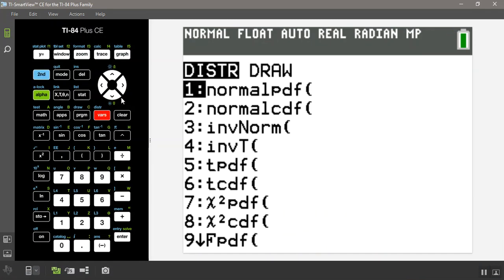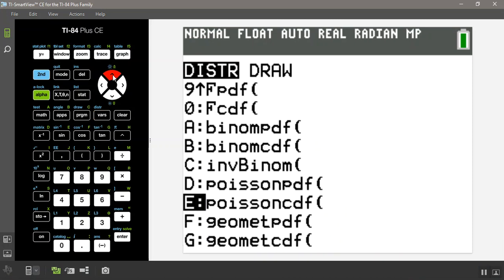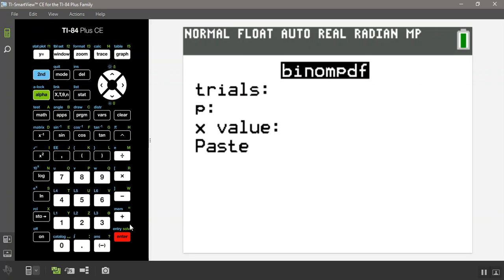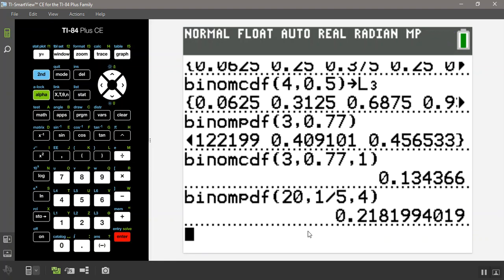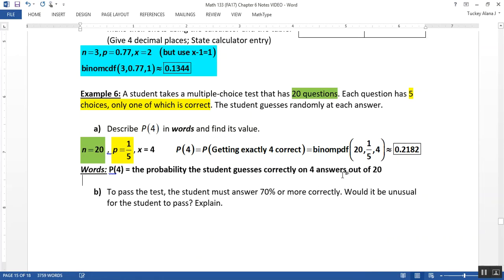So let me go grab it. Binomial PDF, which is letter A. And then I would tell it there's 20 trials because there's 20 questions. And then there's 1/5. You can either type 1/5 or you can type 0.2 as the decimal, either one. And I want 4 specifically. So I'm going to go paste. And there it is, 0.2182, which is what I said it was right there.